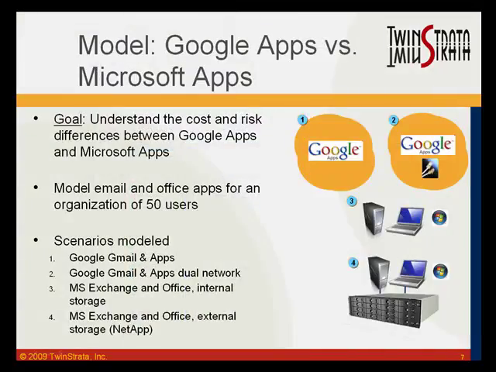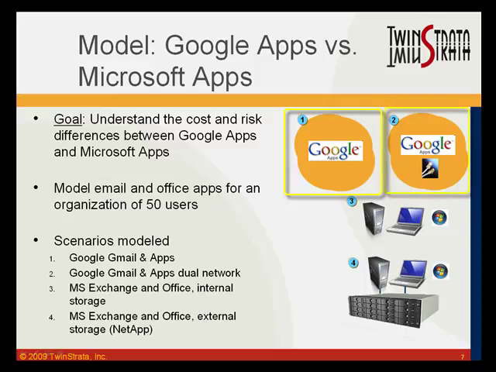Our goal in creating a model in Clarity AP is to understand the cost and risk differences between Google and Microsoft applications. The analysis is for a company with 50 users. In Clarity AP, we created 4 distinct models. First, running Gmail and Google Apps.